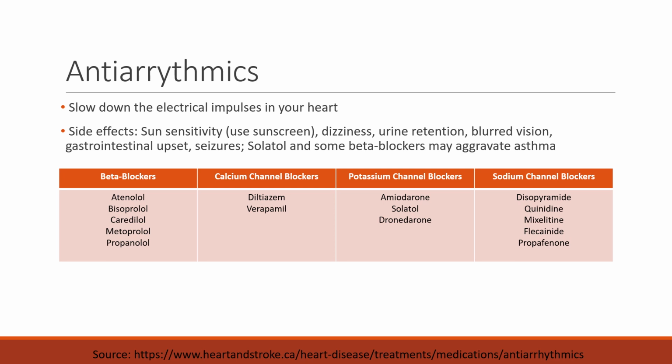Antiarrhythmics. Arrhythmias occur when the electrical system of your heart is disrupted. Antiarrhythmic medications slow down the electrical impulses in the heart, allowing the heart to beat regularly again. There are different types of antiarrhythmic medications, including beta blockers, calcium channel blockers, potassium channel blockers, and sodium channel blockers. We will talk later about beta blockers and calcium channel blockers in more detail.